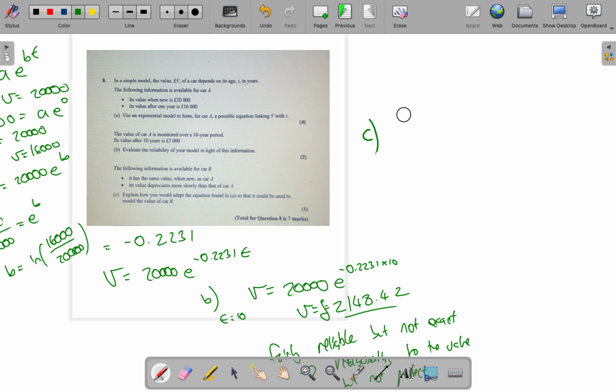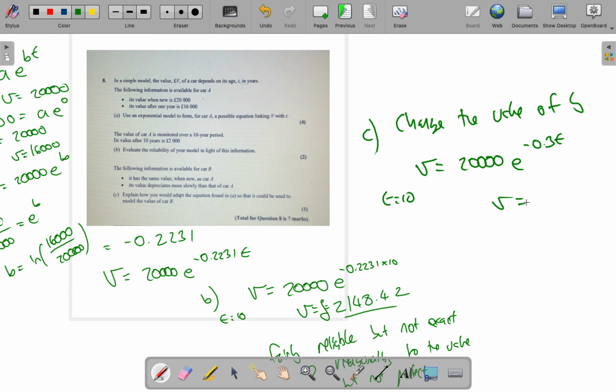So for this bit, you're going to change the value of b. Now, you might be thinking, well, how can I change it? So essentially, we know what the value is when t equals 10. So what happens when you change the value of b? If you increase the value of b to minus 0.3t, then you are going to get 995.74. So it's clearly not that. Therefore, don't go that way.